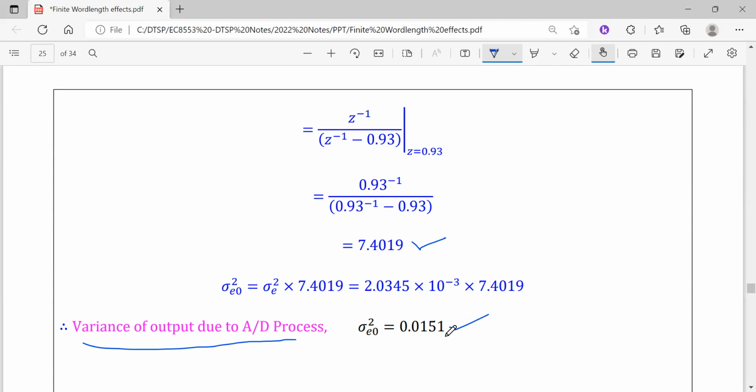So this is how you have to solve all problems related to the input quantization error of finite word length effects.